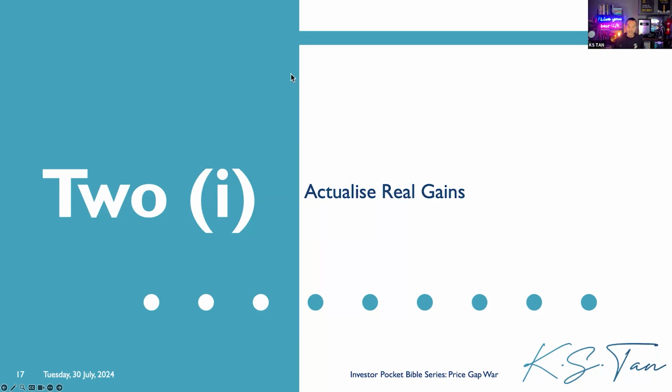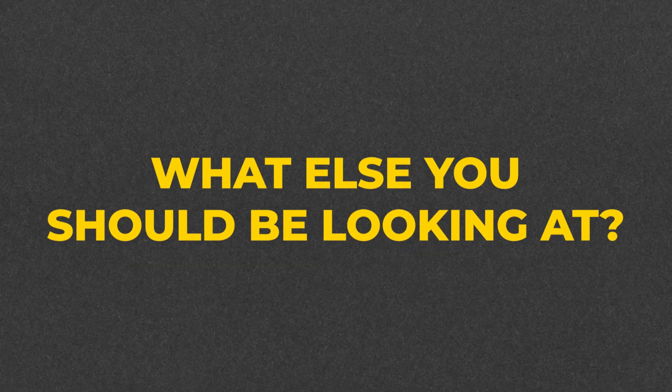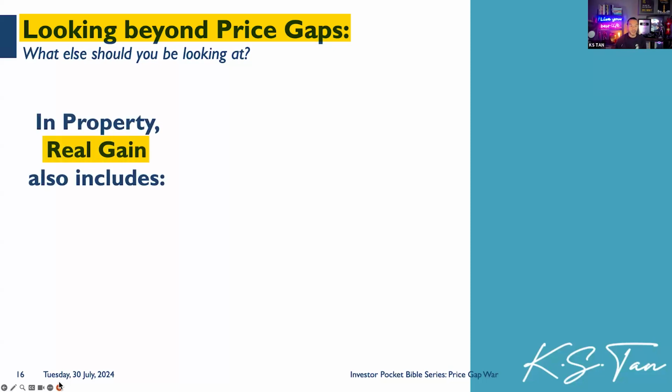And over here I want to share with you how to look at it from a different lens. Looking beyond price gap, what else should you be looking at? Because price gap is just one indicator of which segment you should be looking into. But as an investor, you should be looking at the real gains. That means not just gross profit. You want to look at net profit.